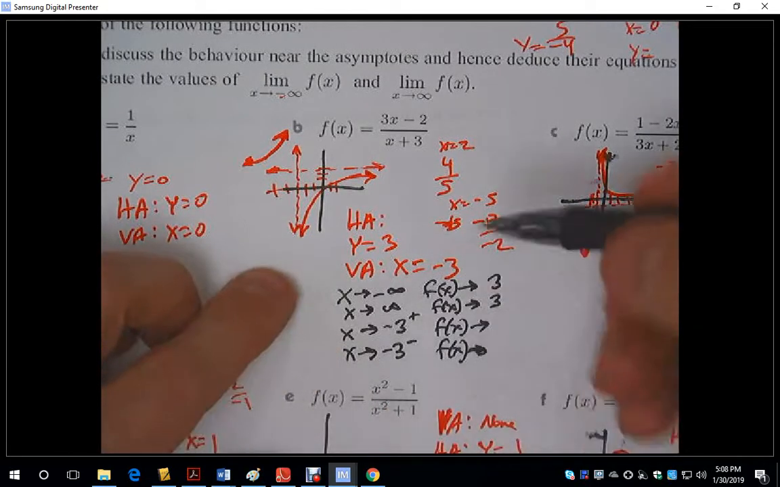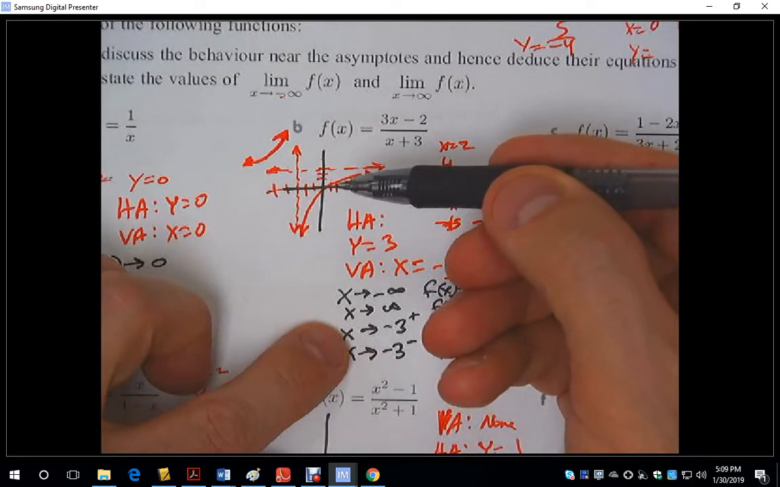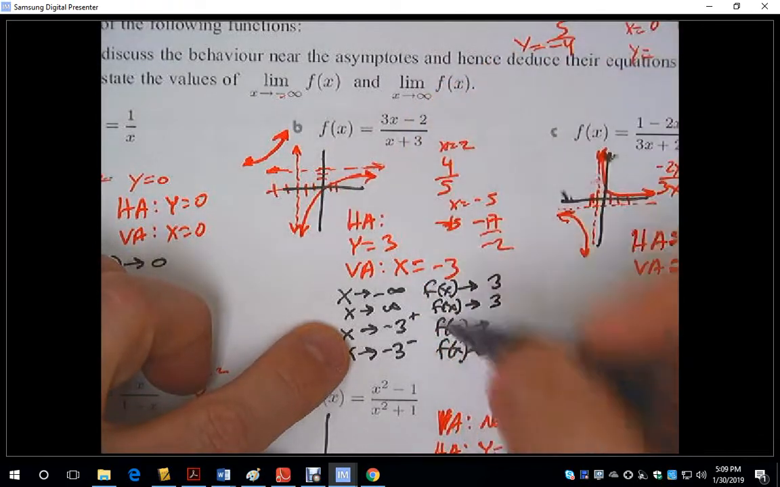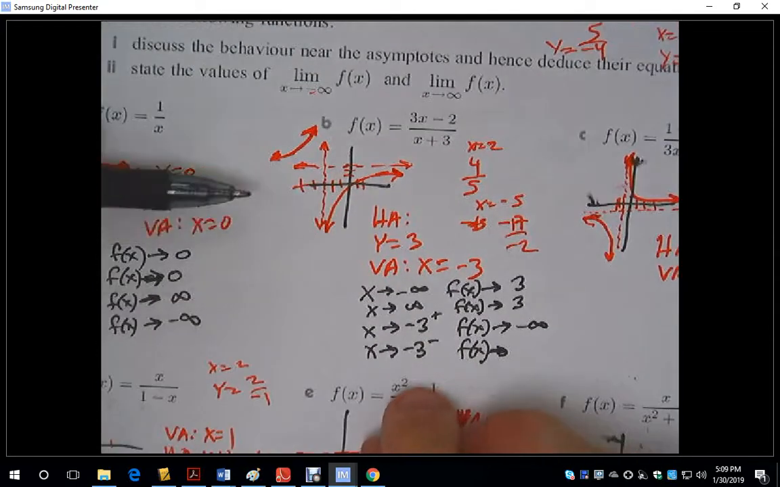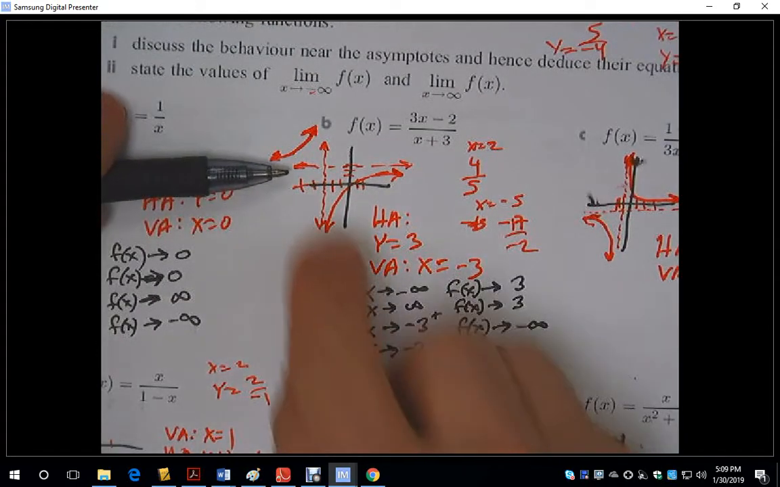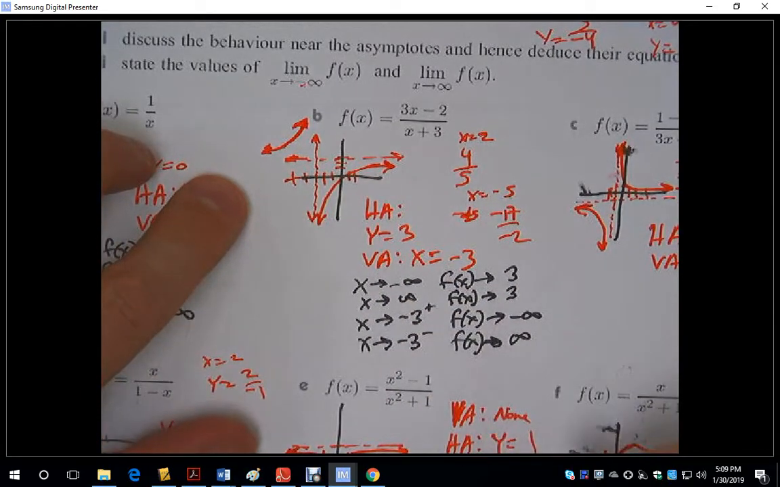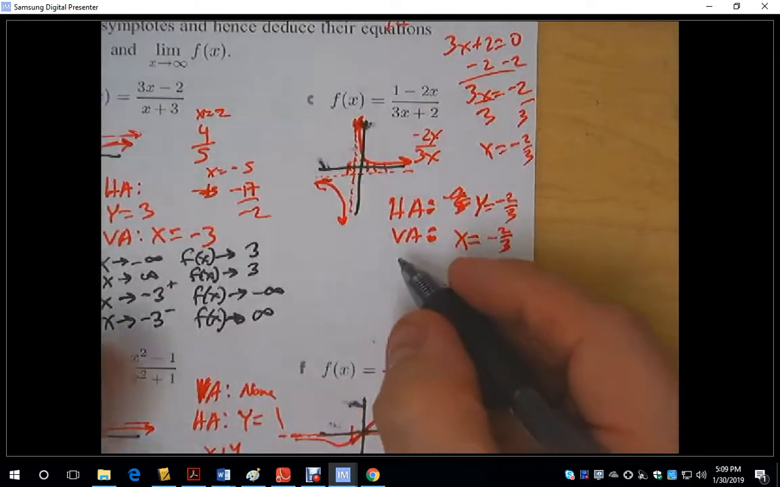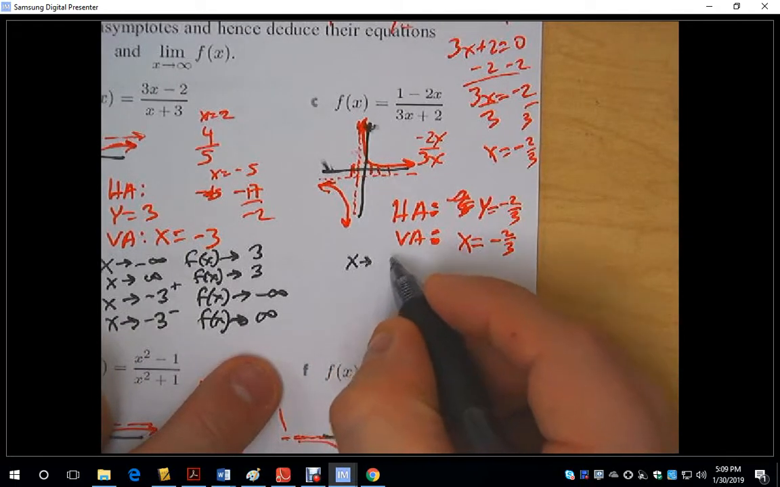When I approach negative 3 from the right-hand side, my graph looks like the y value goes down to negative infinity. And when I approach negative 3 from the left side, my graph explodes to the upside, to positive infinity. All right, the next one, same thing. I'm going to look at my graph as I approach my asymptotes.